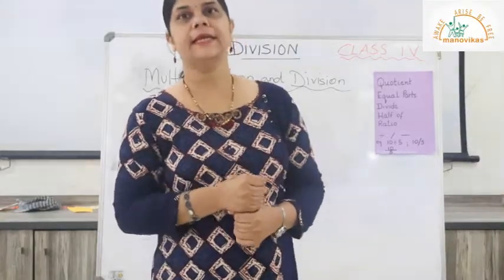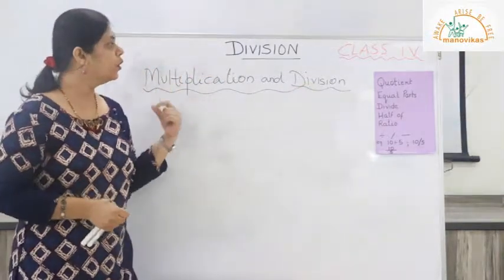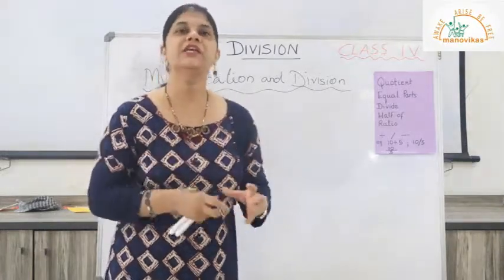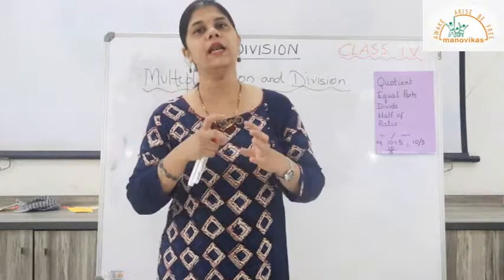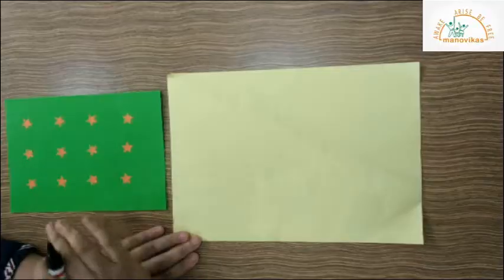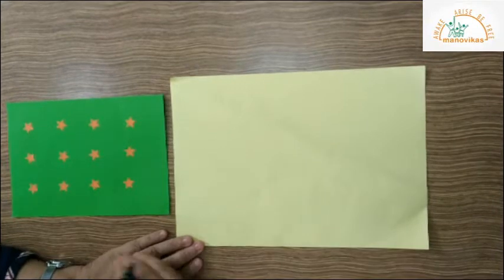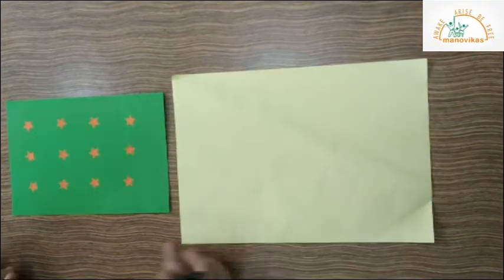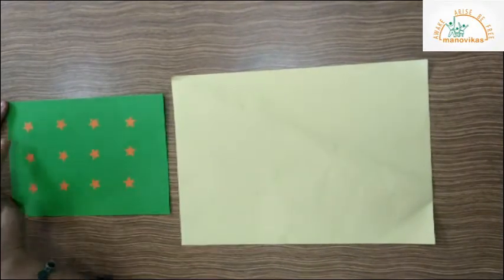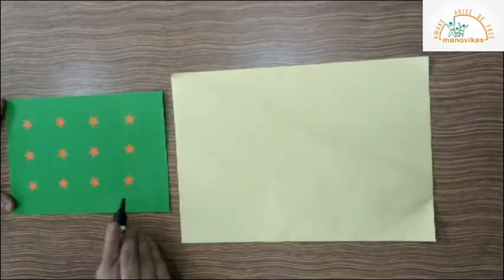Now we will see the relation between multiplication and division. Children, you all know that multiplication means putting equal groups together, and division means splitting it into equal groups. Now we will see this relation with the help of a small activity. This will explain to us the relation between multiplication and division. To explain this, I have a grid which is made up of stars. I have 3 rows of stars, 1, 2, 3, and 4 columns of stars, 1, 2, 3, 4.